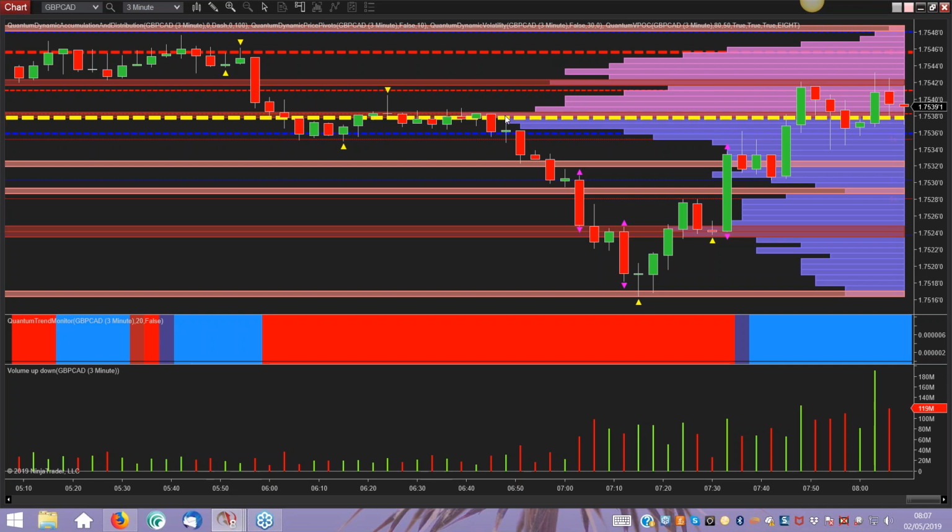So we expect congestion. We're expecting it because we're at the volume point of control. This is the fulcrum. In other words, the bullish and bearish sentiment is in balance, if you will.